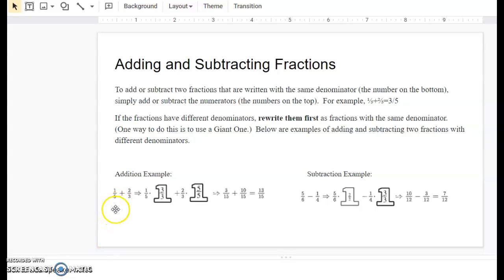We are adding 1/5 plus 2/3. So we want to have a common denominator. We need a common bottom number. So we need to find a number that 5 and 3 both go into. If I were to multiply 5 times 3, I would get 15. So 15 could be my common denominator.